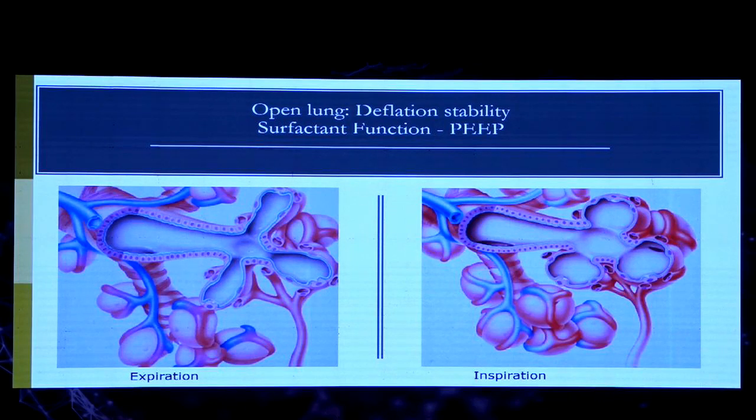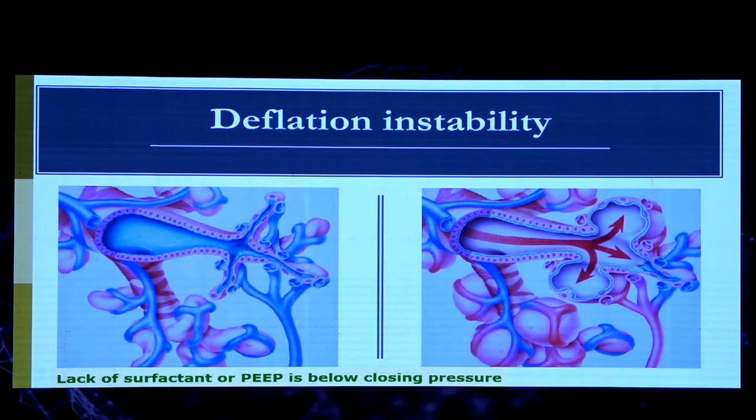Whenever we have adequate surfactant, whenever we're using adequate PEEP above closing lung volume pressure, you have a deflation stability, whereby during inspiration there is adequate alveolar expansion, and during expiration there is deflation, but not atelectasis. However, when there is deflation instability, you may have inflation during inspiration, but with residual atelectasis, and definitely in expiration you'll have more atelectasis. And that results in atelectotrauma and/or recruitment-derecruitment lung injury.